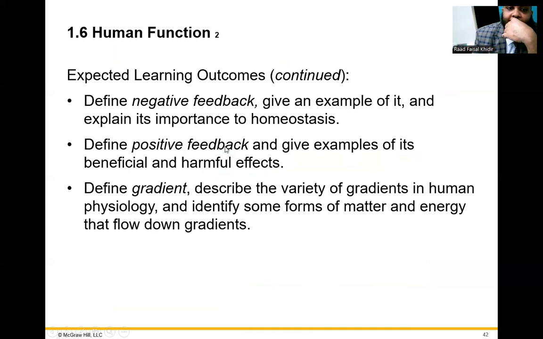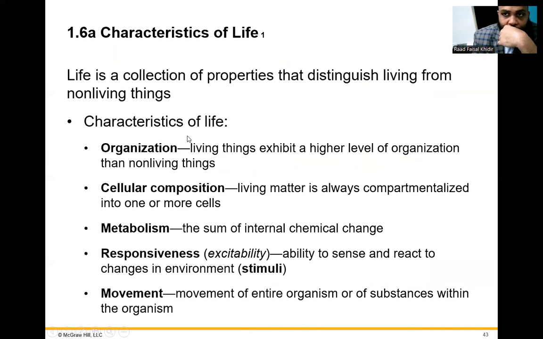So now we talked about negative feedback, positive feedback, and gradient. Remember, we talked about those three. And first of all, we're going to talk about the properties. We can never define what life is, but we can reduce the definition of life to characteristics that differentiate a living person from a dead person. So, number one, organization. Living things, compared to the dead or nonliving, exhibit a higher level of organization than nonliving things. And cellular composition. Living matter is always compartmentalized into one or more cells.